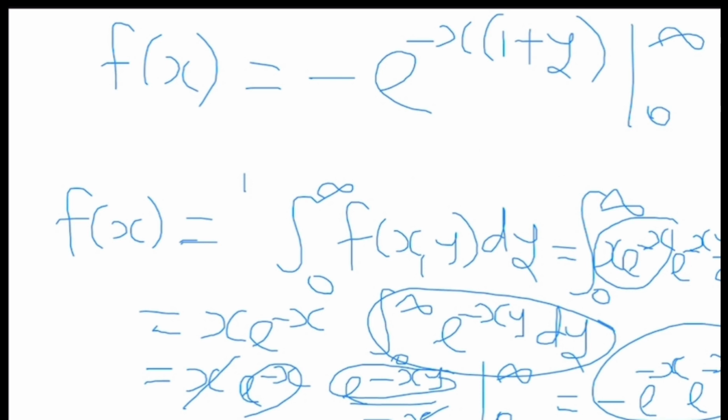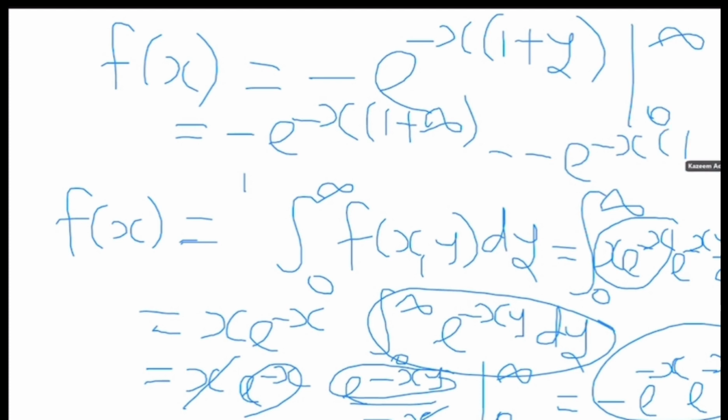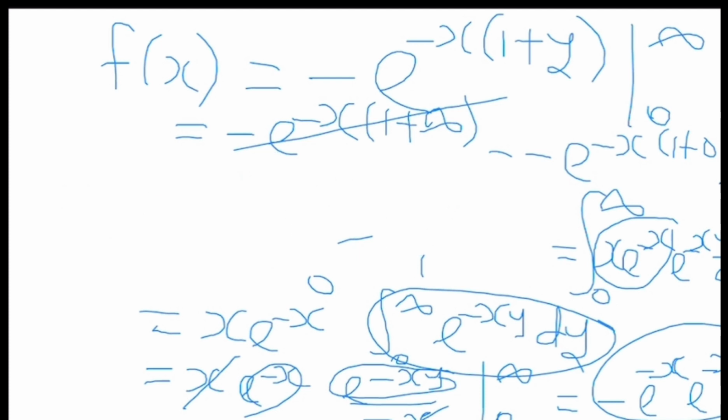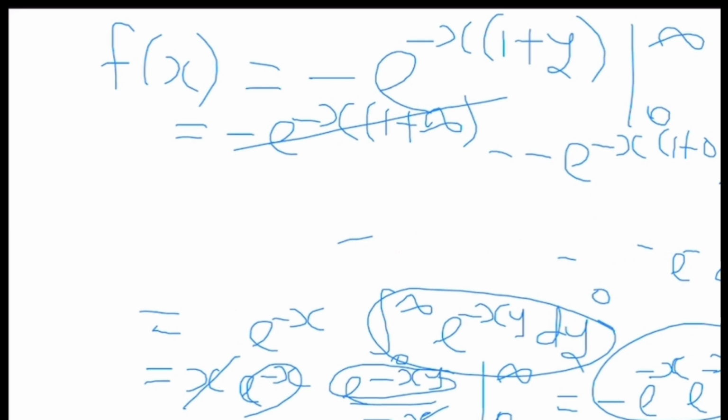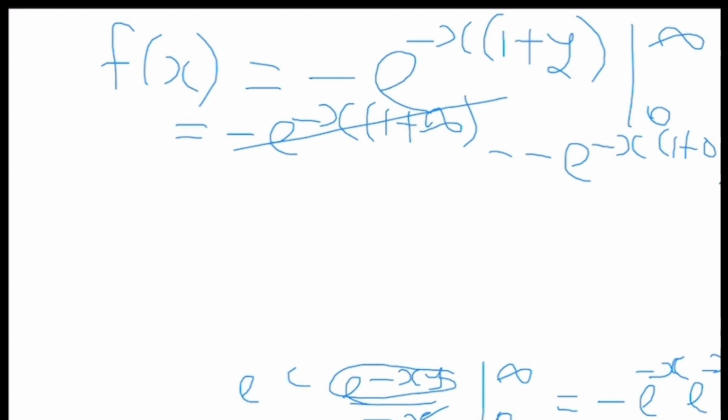So what do I have right now? I'm going to plug in infinity, so that's going to be minus. Don't forget the infinity that I'm plugging in place of y, since I've integrated with respect to y. So I'm going to have 1 plus infinity, minus exponential minus x, 1 plus 0. The whole of that first term is going to be 0. Don't forget the rate of decay: exponential raised to power negative infinity is basically going to be 0. I think you know that. It's going to be 0.